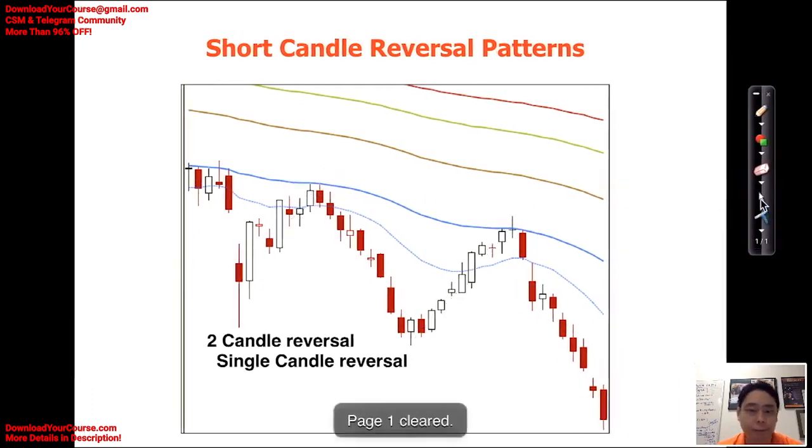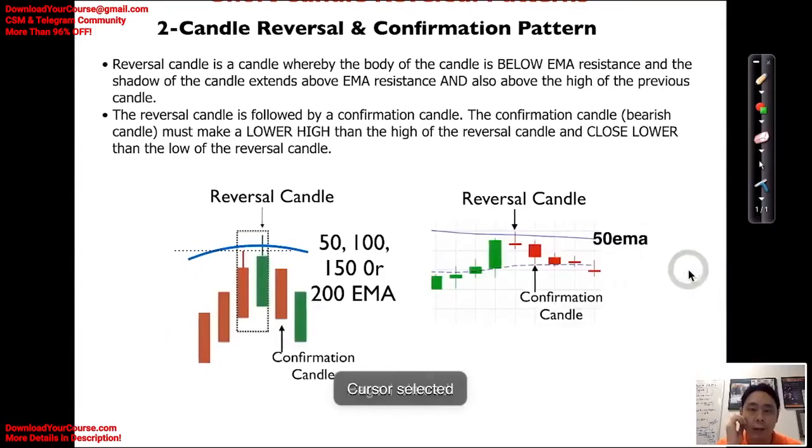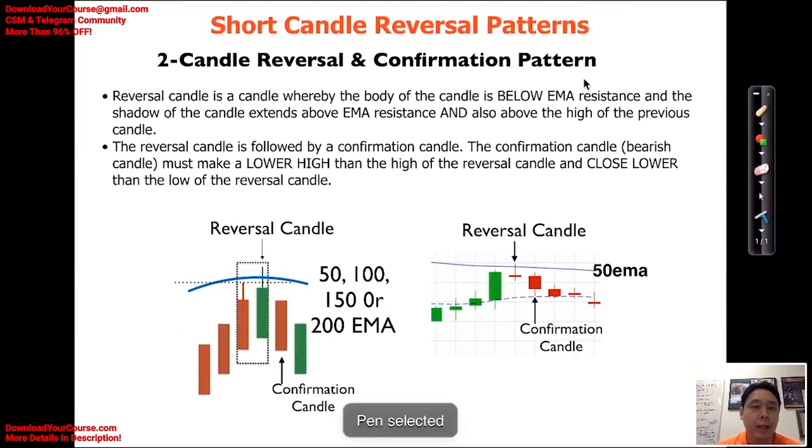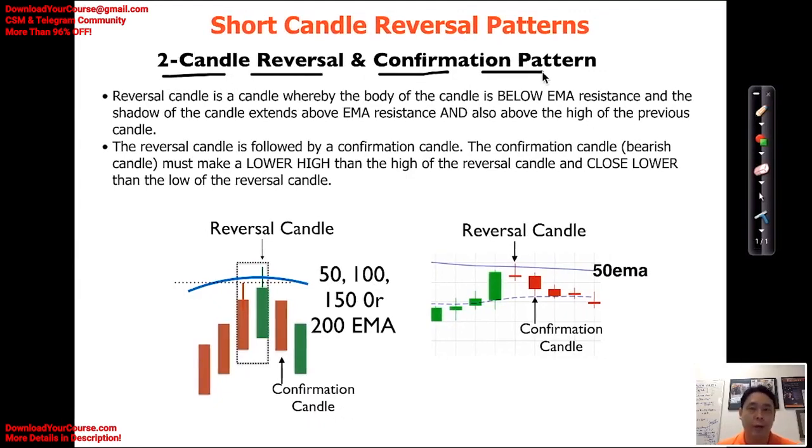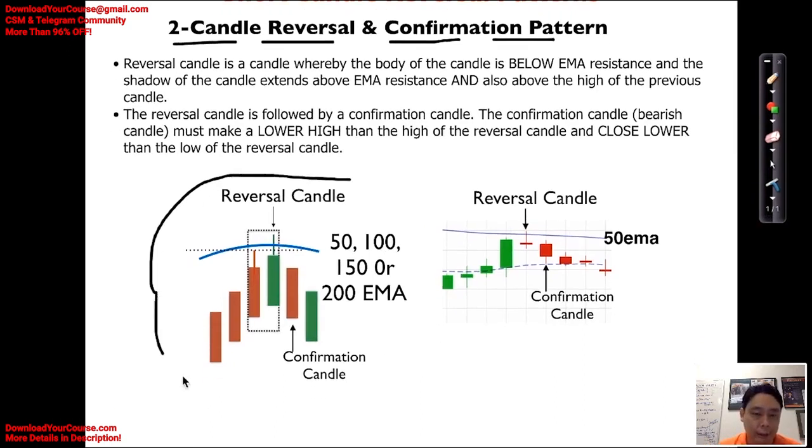All right? So once again, there are two kinds of patterns you can look at. The first pattern is the two candle reversal pattern with a confirmation. Now it's exactly the same thing except it's the inverse of what we just learned. So let's take a look at this short setup.